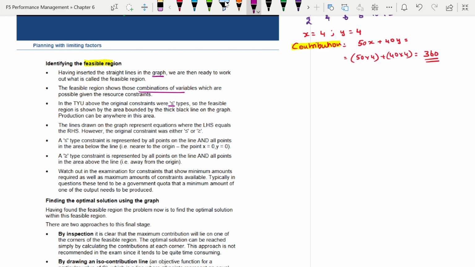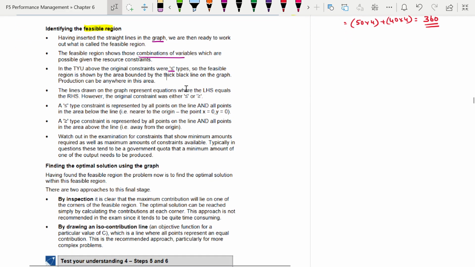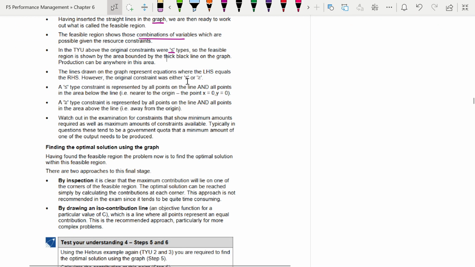Then they will have a thick boundary line. That's what they are talking about, the way it has to be done. Watch out in the examination for constraints. In the examination you have to see what the limitations are, okay? That shows the minimum amount.